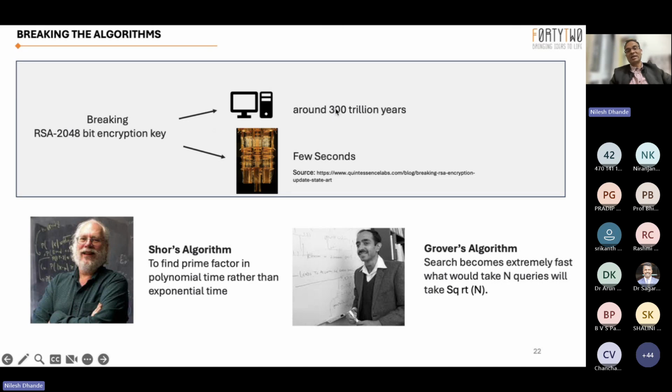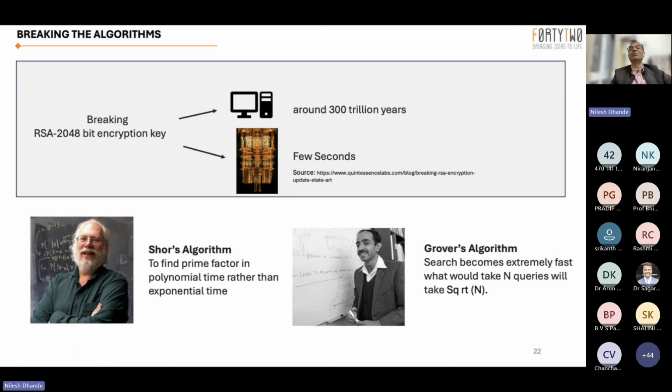A classical computer takes around 300 trillion years if you want to do a brute force. What does brute force mean? If I have your public key, and everybody is aware of public key and private key, I can figure out your private key. If you want to do a brute force with a classical computer, it takes around 300 trillion years. How many years? 300 trillion years. In the case of a quantum computer, it is a few seconds.